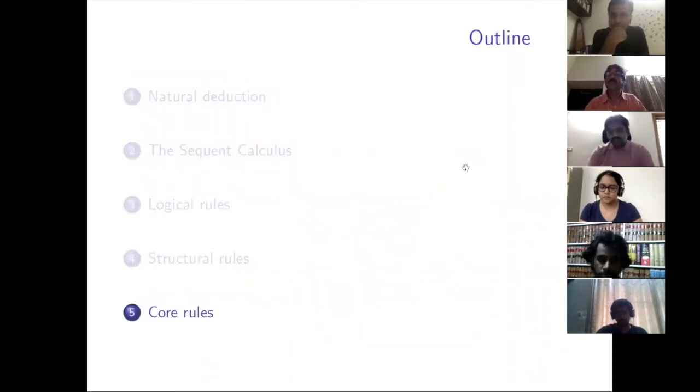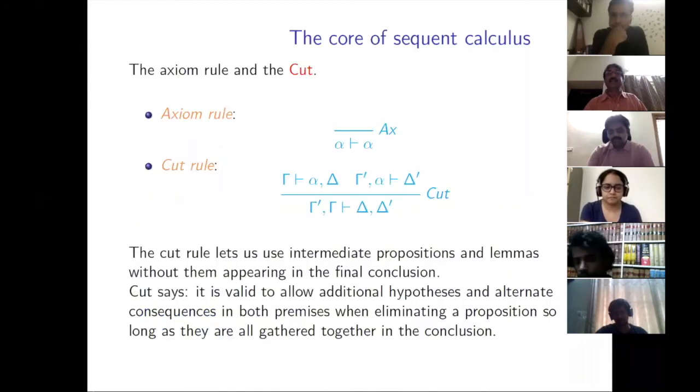Okay, so we are pretty much done with the description of the system. We have looked at the logical rules, we have looked at the structural rules, and then I said there are two core rules. One is the axiom rule, which is alpha from alpha. And then you have the cut rule. This is the only really complicated rule of sequent calculus.